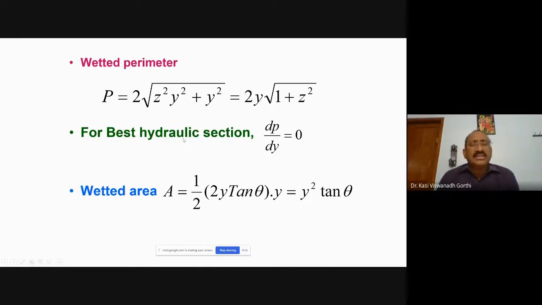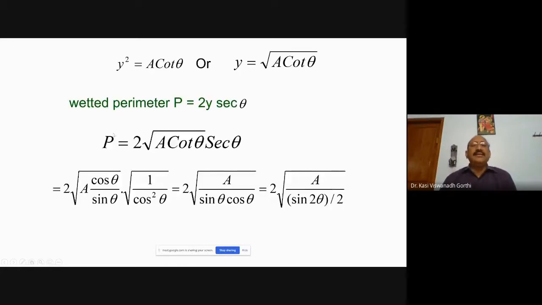For best hydraulic section, dP by dy must be equal to 0. So wetted area A would be equal to half of 2y tan theta into y, because the top width we have seen is 2y tan theta. So it becomes y square tan theta. Wetted area is y square tan theta, or y square is equal to A cot theta, or y is equal to square root of A cot theta.